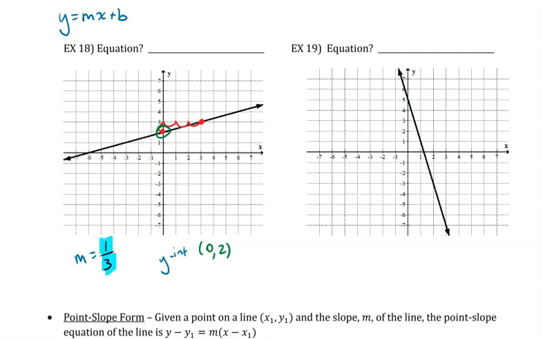So using that 1/3 and that 2, we can plug those into our m and b, and we have our equation. So it's going to be y equals m, which was 1/3, x plus b, which was 2.